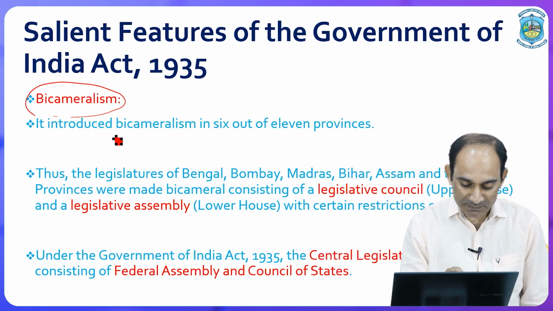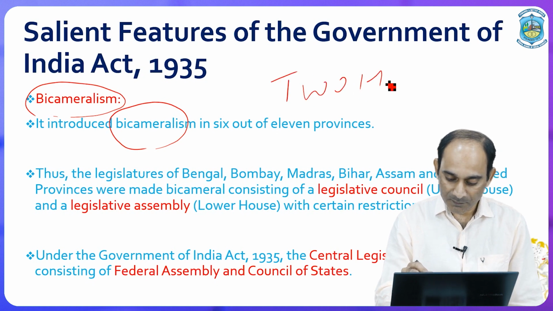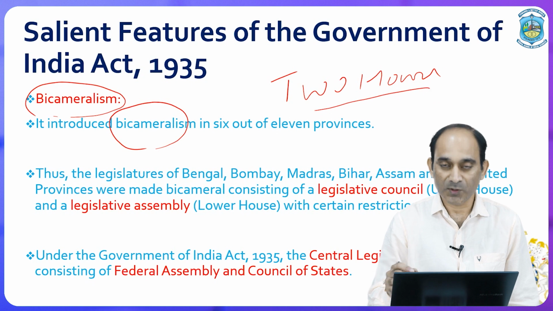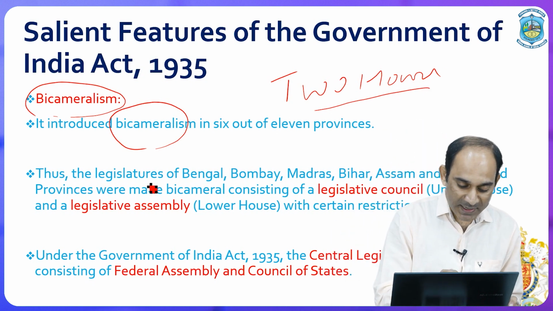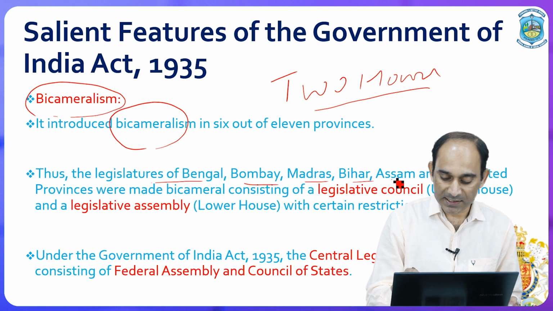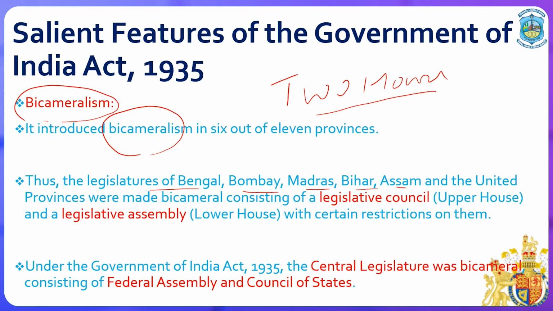Now, bicameralism means two houses or two parts. So, the legislatures of Bengal, Bombay, Madras, Bihar, Assam and UP were made bicameral, which would consist of a legislative council, call it an upper house, and a legislative assembly, call it a lower house. It is like modern day India's Rajya Sabha and Lok Sabha, but at the provincial level.